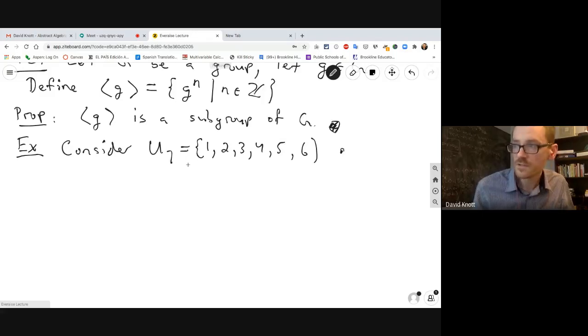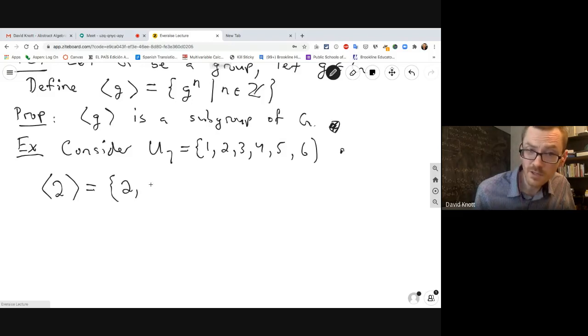So I want you to think about this group. And what I want to do is consider some subgroups generated by some different elements. So let's have a look at the subgroup generated by, say, 2. So what is this? This is the collection of all powers of 2, positive and negative. So it's obviously going to be 2 to the 1, which is just itself, 2. It's going to be 2 squared.